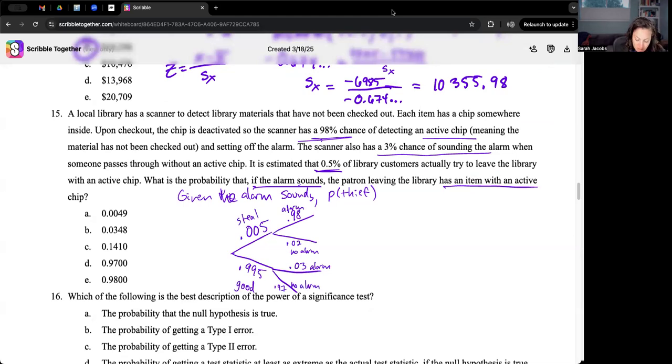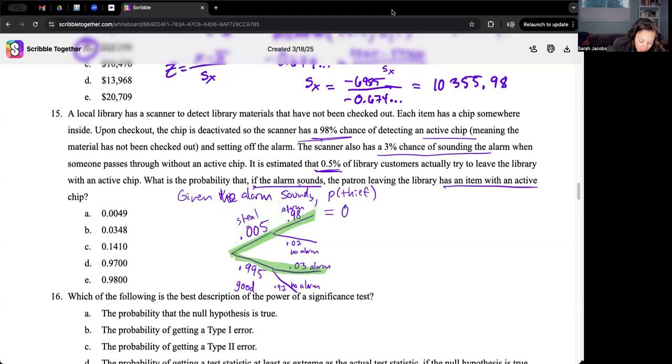And I'm okay with this getting a little messy because we're in a given situation, given the alarm sound. So we're only interested in pathways like this, where the alarm goes off, and like this, where the alarm goes off. So we want to know this pathway, and we want to know this pathway. So the probability that someone is trying to steal something from the library and the alarm goes off is 0.005 times 0.98.